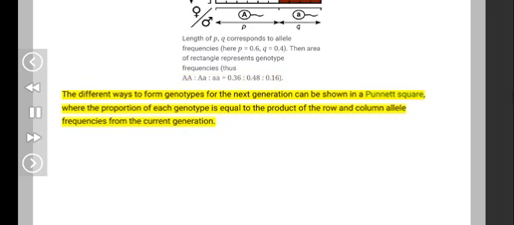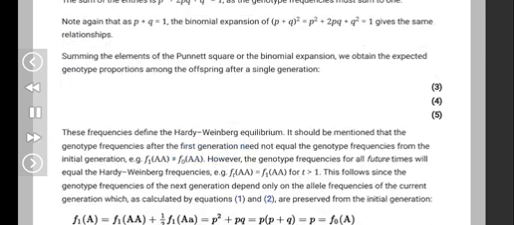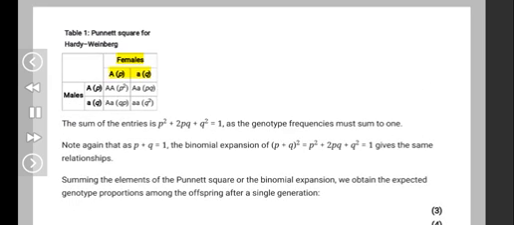The union of diploids to form genotypes for the next generation can be shown in a Punnett square, where the proportion of each genotype is equal to the product of the row and column allele frequencies from the current generation. Table 1, Punnett square for Hardy-Weinberg. Females: A (p), a (q). Males: A (p): AA (p²), Aa (pq). a (q): aA (qp), aa (q²). The sum of the entries is p² plus 2pq plus q² equals 1, as the genotype frequencies must sum to 1.